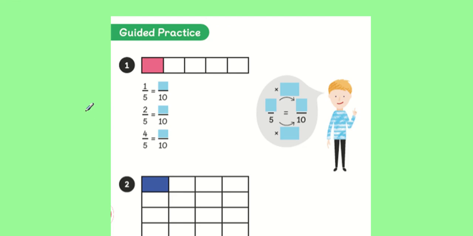Let's have a look at our guided practice then. So if you want to work through this by yourself, you can, and check back for the answers. If you would like to work through it with me, let's go. So 1/5 is the same as a number of tens.